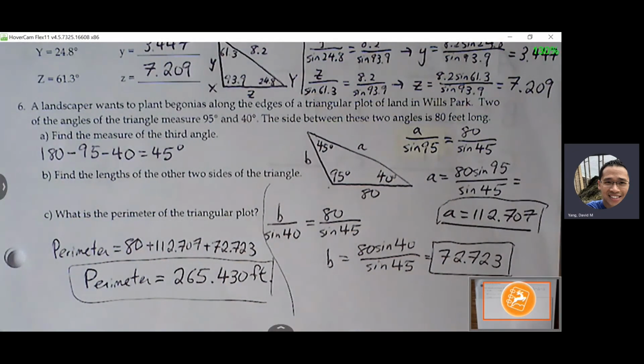Okay, is everybody okay with 6? Give you guys another minute. Yeah, just add up the 3 sides. Okay, next page.